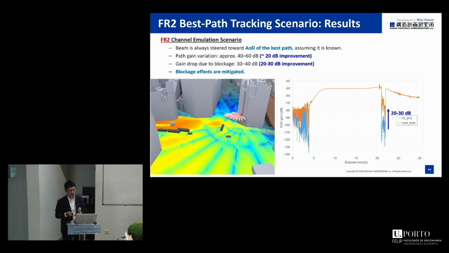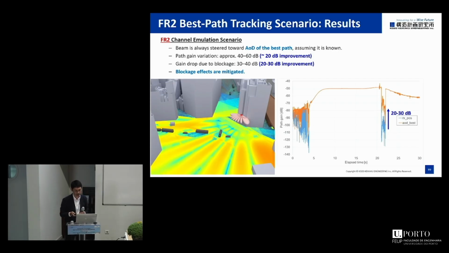The right figure shows the path gain variation. The orange curve is this scenario, and the blue curve is the previous one. We can see that this approach mitigates the blockage effect and reduces the gain drop by about 20 to 30 dB.